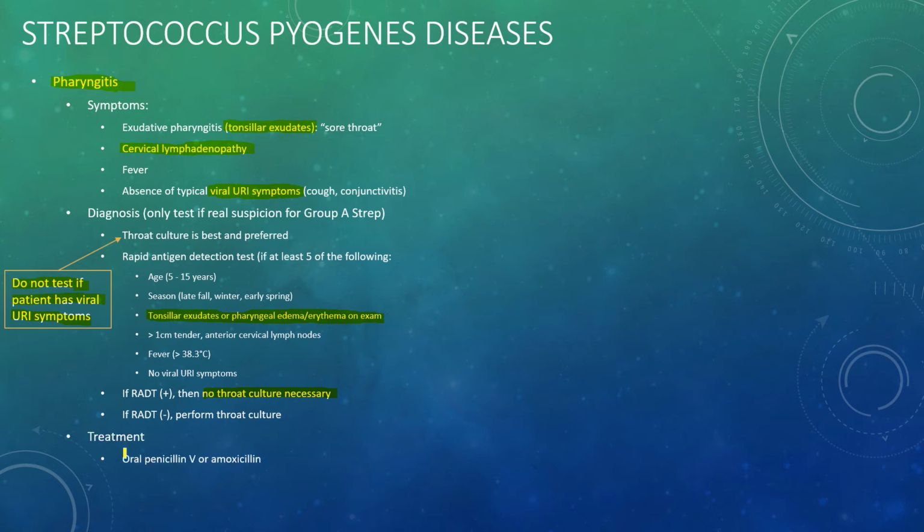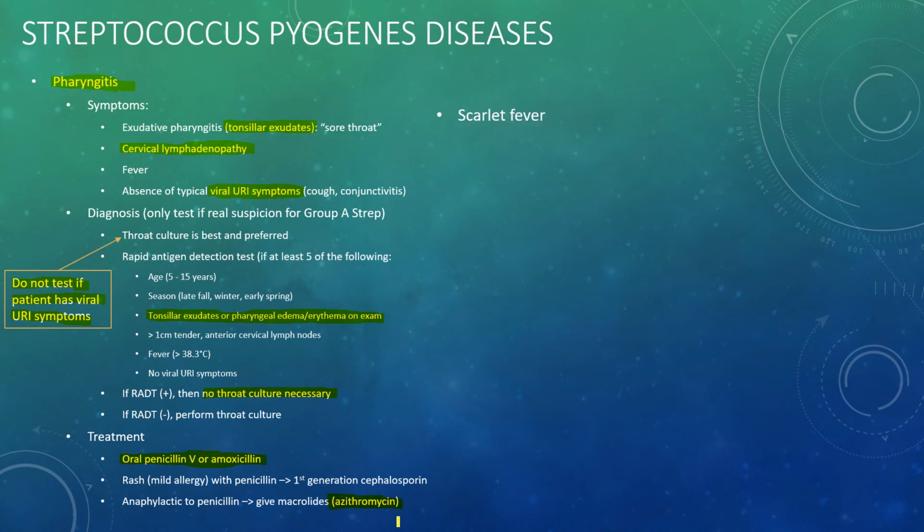And what are you going to treat the patient with? Oral penicillin or amoxicillin. Like we said, Strep pyogenes is still sensitive to penicillin, so you can still give this to patients. Now, what if you have a mild allergy to penicillin, like a rash? You can give a first-generation cephalosporin like cephalexin or cefazolin. All right, if you're anaphylactic to penicillin, so you get a severe allergic response causing troubled breathing and hypotension, you can give macrolides such as azithromycin. So this is the treatment if you have anaphylaxis to penicillin for strep.